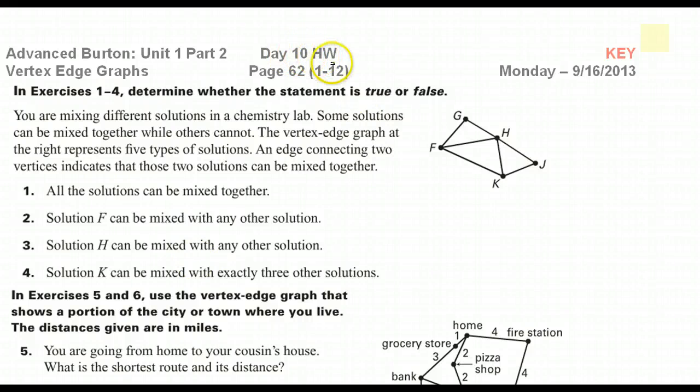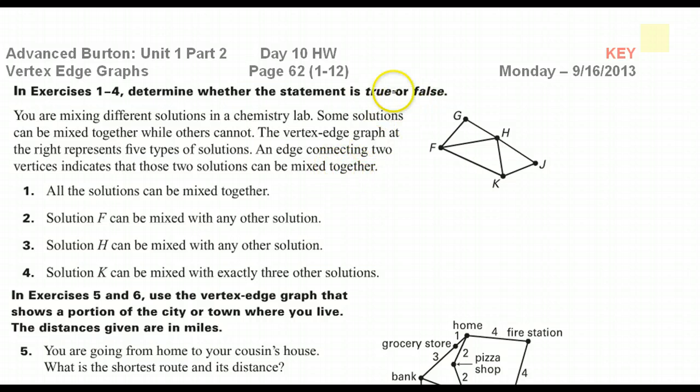Alright, this is the day 10 homework lesson, and we are continuing to talk about vertex edge graphs. Now, in this particular situation, you are mixing different solutions in a chemistry lab. Some solutions can be mixed together while others cannot. The vertex edge graph at the right represents 5 types of solutions. An edge connecting two vertices indicates that those two solutions can be mixed together.